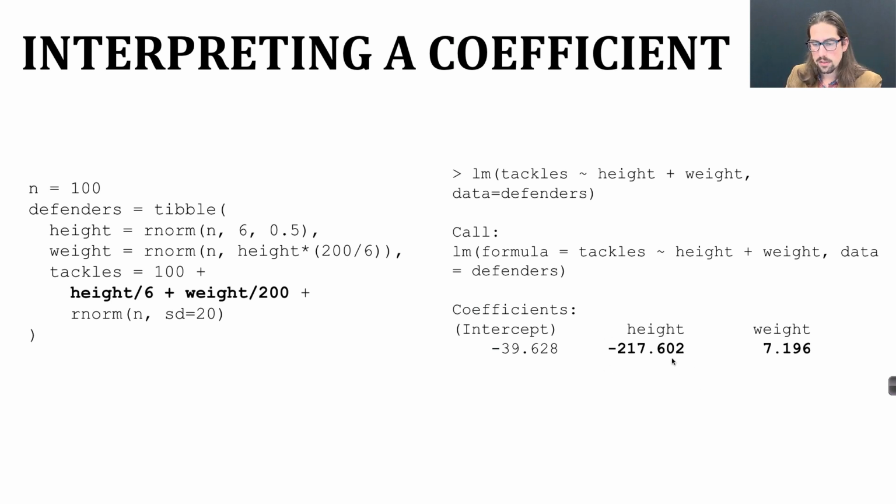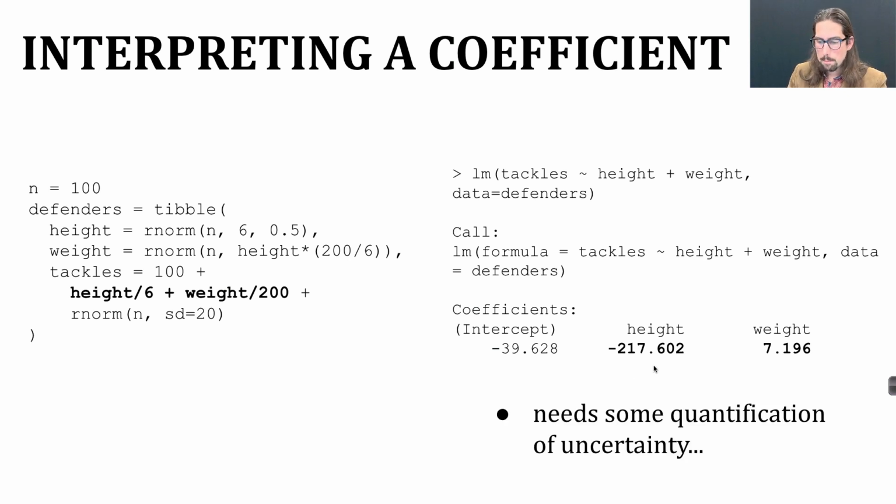Another thing is that I'm getting negative values for height. That does not align with your intuition, right? If you were to just kind of naively look at this and say, okay, well, holding everything else constant, taller players should get fewer tackles. That would seem surprising to you, right? But that's actually not surprising at all in this example, and we'll talk more about that next week.